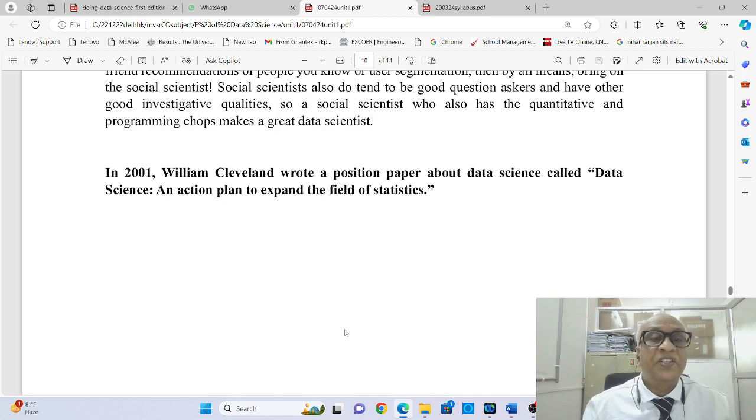Then if you look at this paper by William Cleveland, he wrote a paper called Data Science: An Action Plan to Expand the Field of Statistics. This is a paper written in 2001. It means what? Data science, though it has got a huge hype nowadays, was a term way back in 2001.